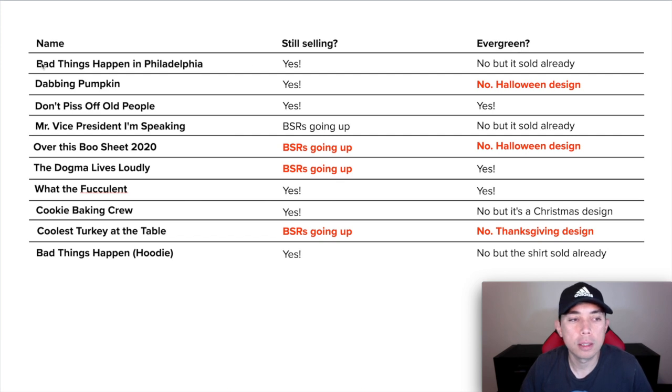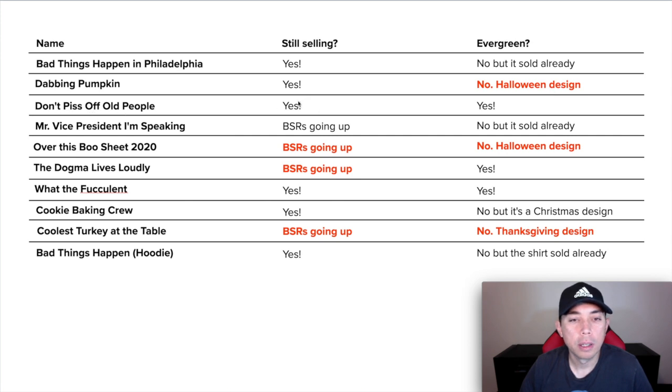So let's look at this. "Bad things happen in Philadelphia." Yes, it's still selling. No, it's not evergreen. It's a trend that was more political. But I already sold one, so I'm going to keep it on. Dabbing Pumpkin, we looked at. Yes, it's still selling. No, it's a Halloween design, so it's going to end. So it's something that I might want to take off.